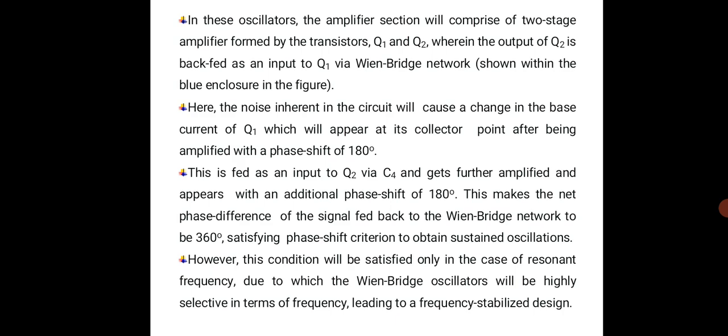Here, the noise inherent in the circuit will cause a change in the base current of Q1, which will appear at its collector after being amplified with a phase shift of 180 degrees. This is fed as an input to the second transistor Q2 via C4 and gets further amplified and appears with an additional phase shift of 180 degrees. This makes the phase difference of the signal fed back to the Wien bridge network 360 degrees, satisfying the phase shift criteria to obtain sustained oscillation. To obtain sustained oscillations, the phase should be either 0 or 360 degrees.